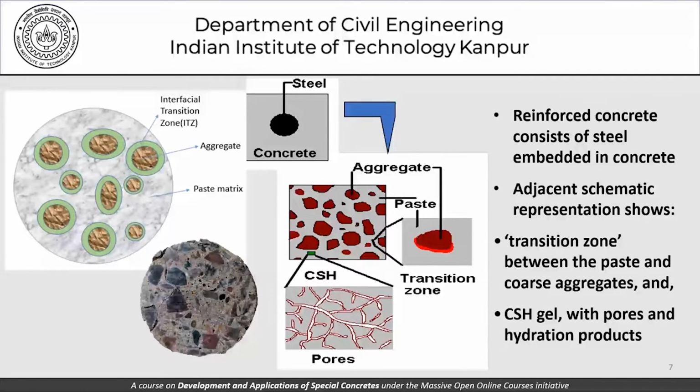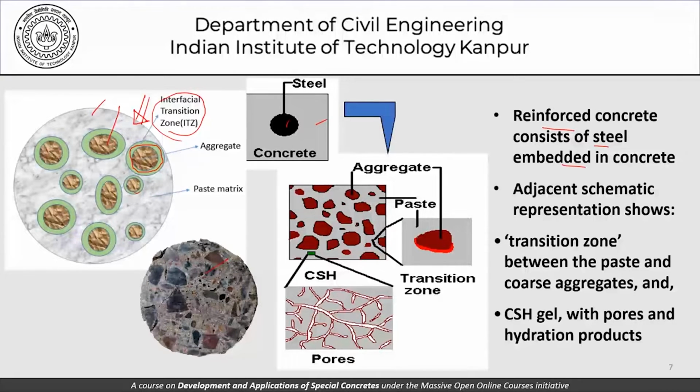Carrying our thought process further, reinforced concrete consists of steel embedded in concrete. So this is the steel bar, and this is the concrete around it. This concrete can be modeled something like this. What I've introduced here, apart from the mortar and the coarse aggregate, is this green zone around these aggregates, which is called the interfacial or intermediate transition zone.